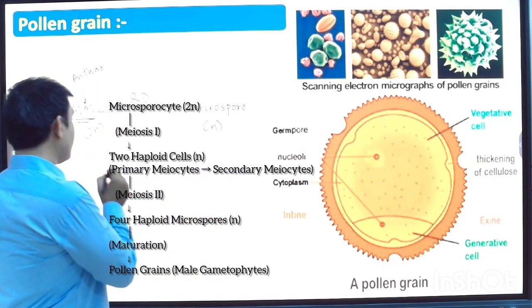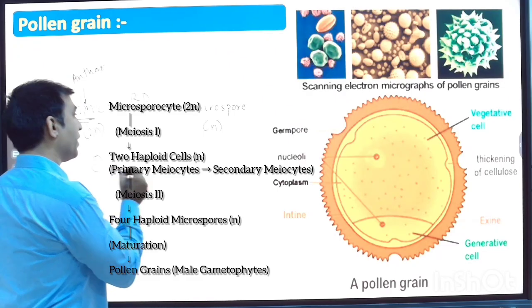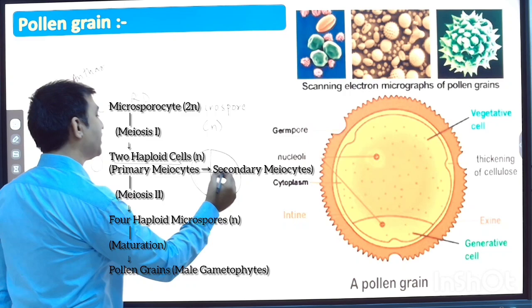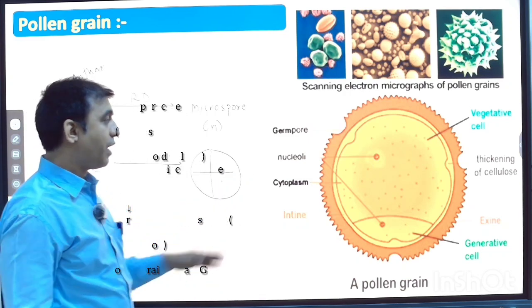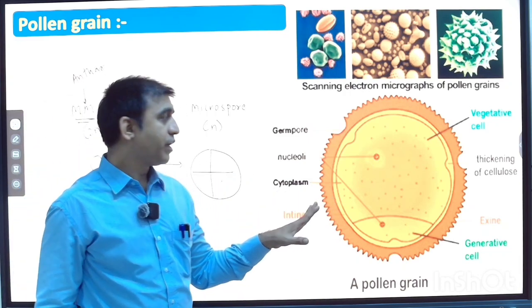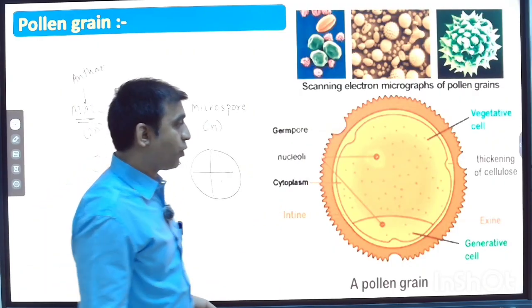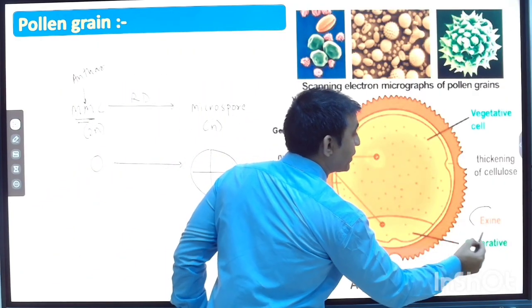And from the one megaspore mother cell, the 4 microspores are going to produce. That is, tetrad is going to produce. And when we see the structure of this pollen grain, so this is the pollen grain. When we see the structure of pollen grain, it has its outer wall called as exine.